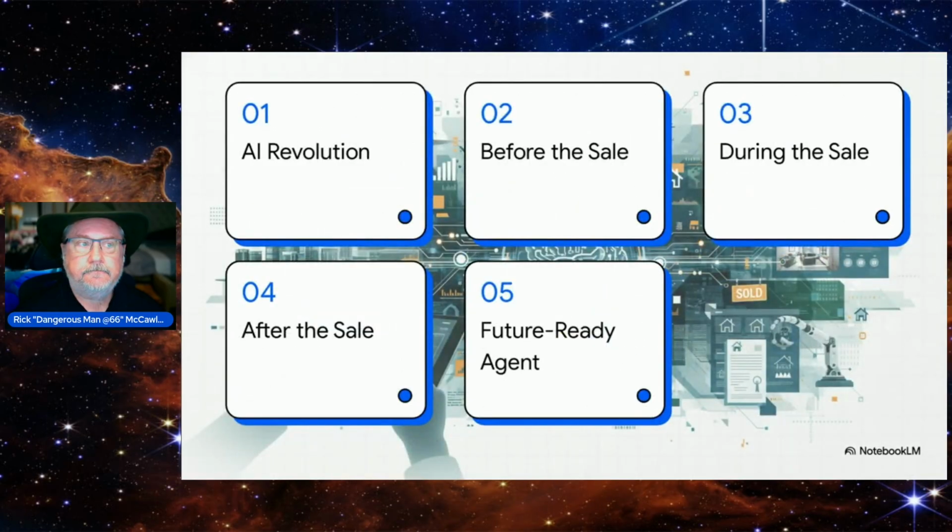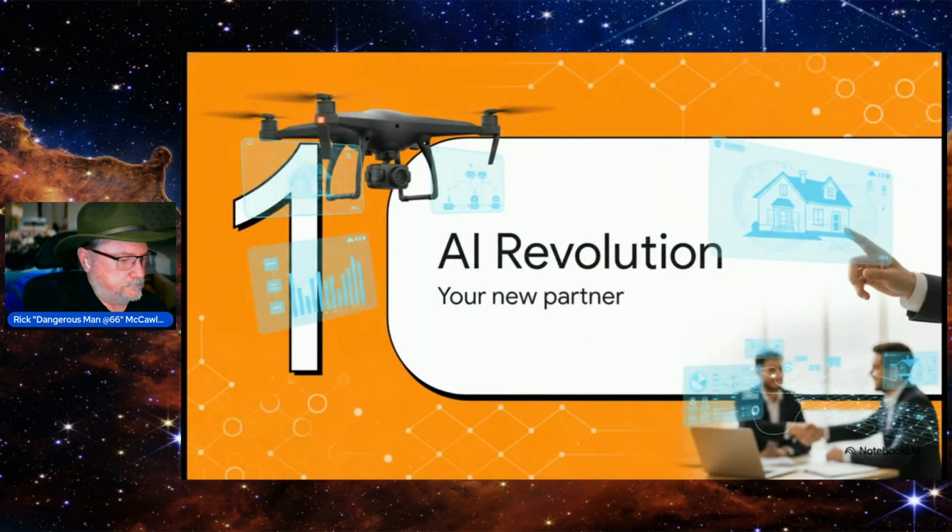So here's how we're going to break it all down. We're going to follow the life of a deal from start to finish. We'll start with the AI revolution itself. Then we'll see how it helps find leads before the sale, how it helps you close the deal during the sale, and maybe most importantly, how it builds loyalty long after you've handed over the keys. Okay, so let's really get into it.